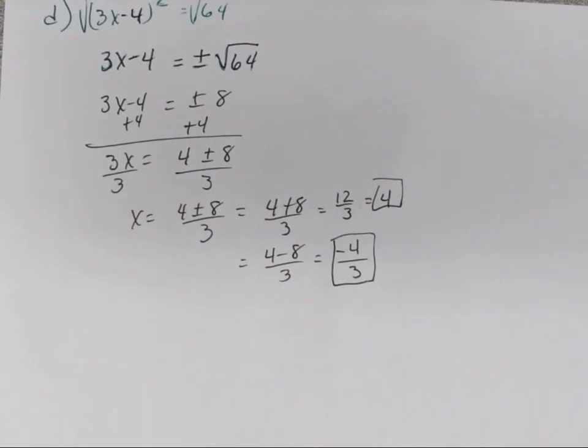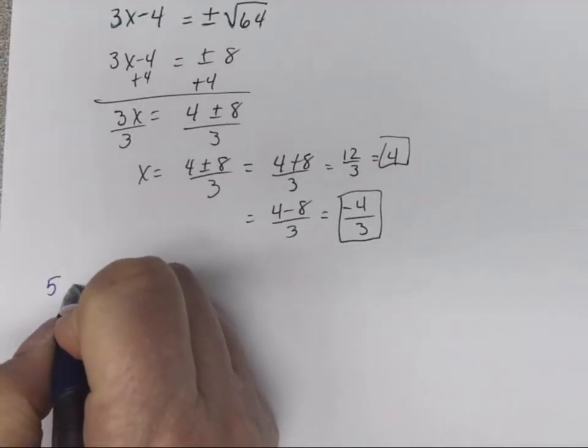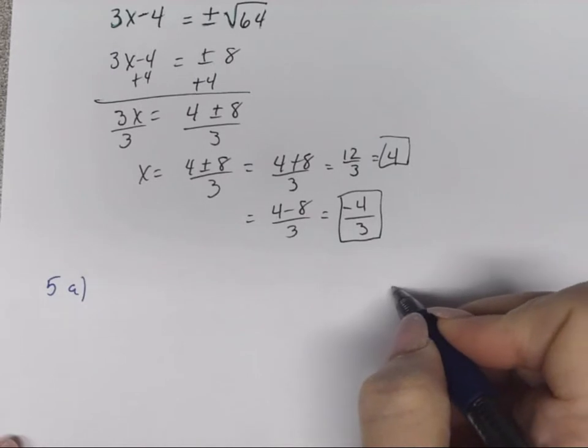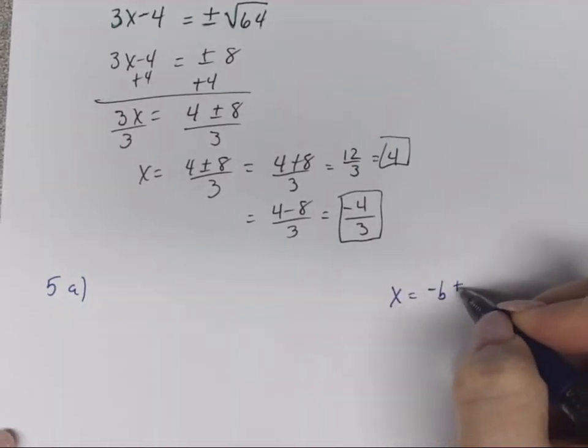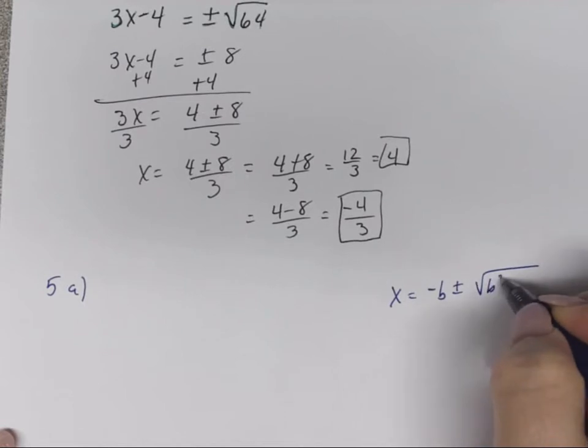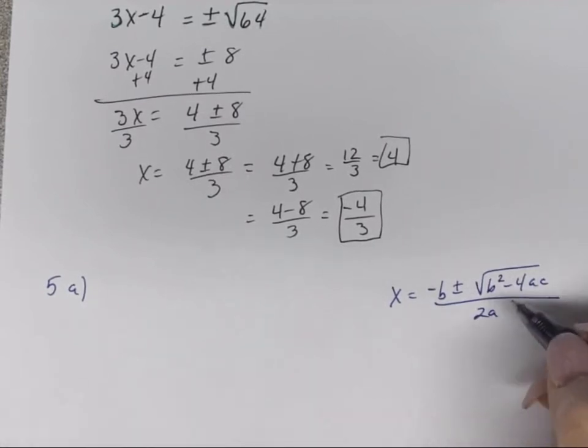All right, the next type of problem that we're looking at is solving with the quadratic formula. So this will be 5a. Remember that the quadratic formula is x is equal to negative b plus or minus the square root of b squared minus 4ac all over 2a.